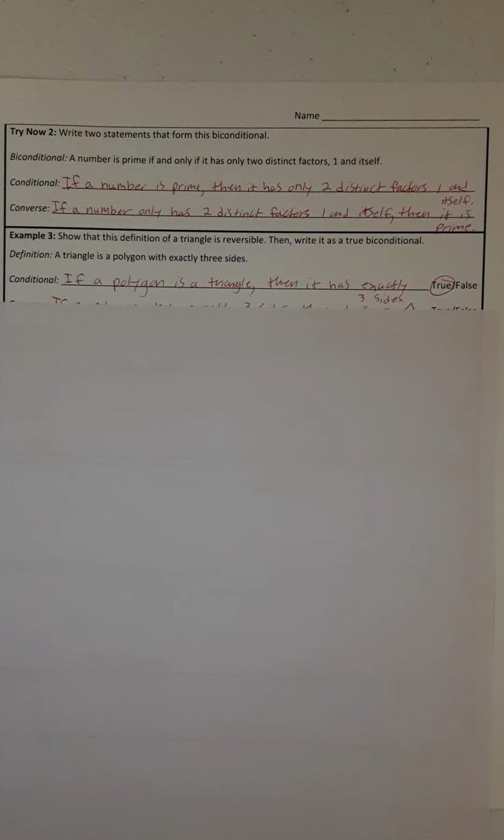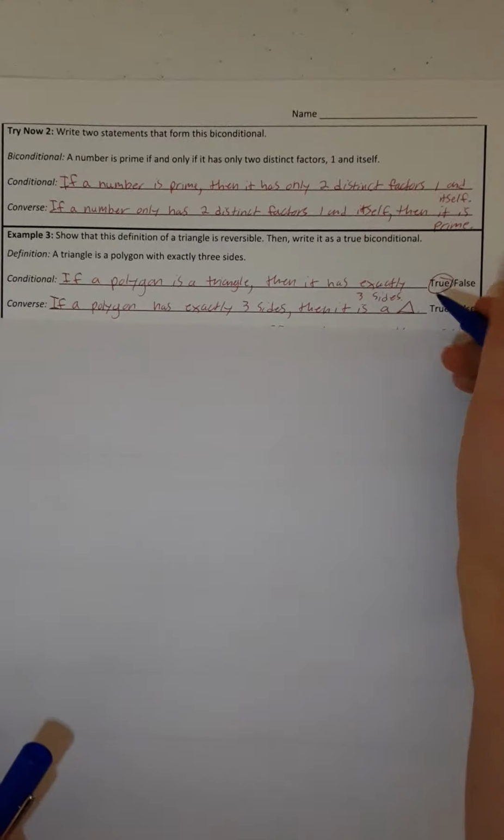Okay, example 3. Show that this definition of a triangle is reversible, then write it as a true biconditional. So the definition is, a triangle is a polygon with exactly 3 sides. So I can write the conditional. If a polygon is a triangle, then it has exactly 3 sides. That's true. If a polygon has exactly 3 sides, then that's a triangle. That is also true.